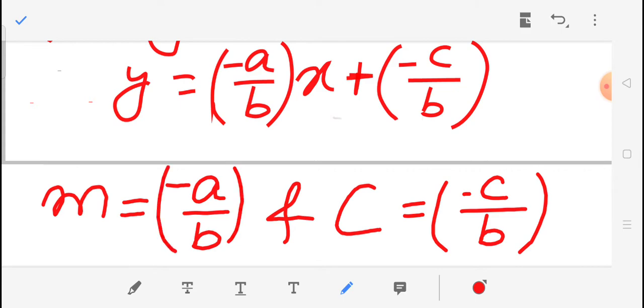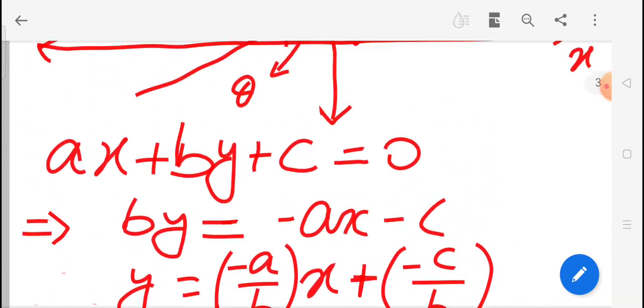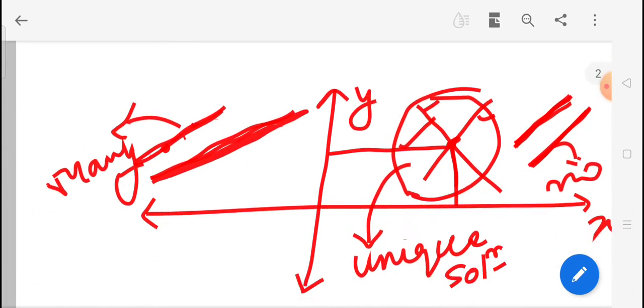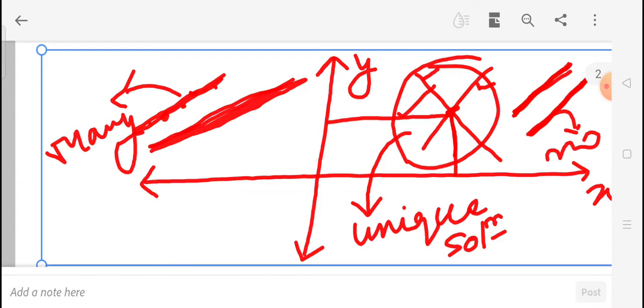Okay, so this is the slope and intercept. Now let us again move back and try to understand with the help of graph. Like here we have discussed about the graph.